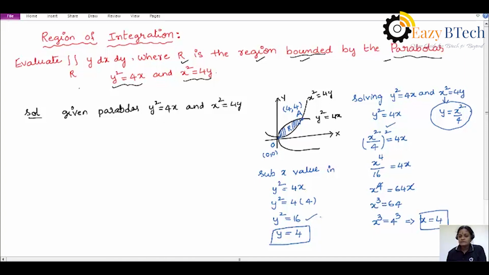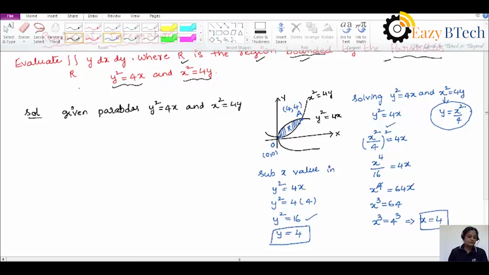One doubt may arise in your mind: if y square is equal to 16, why can't we choose plus or minus 4 here? Of course the value is plus or minus 4, but the required region is in the first quadrant, and in the first quadrant all values are positive. That's why we take only the positive value of y. Then the intersecting point A is 4, 4, the other point is the origin 0, 0, and it is the required region. Now let us solve the problem.